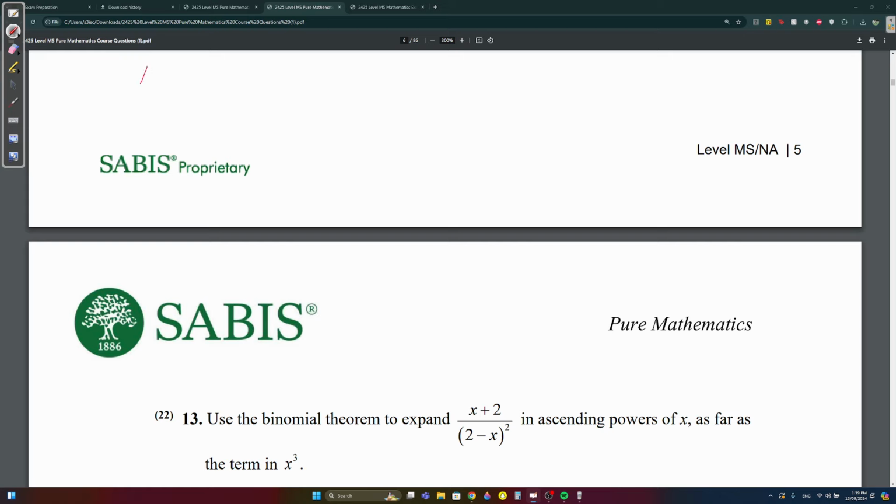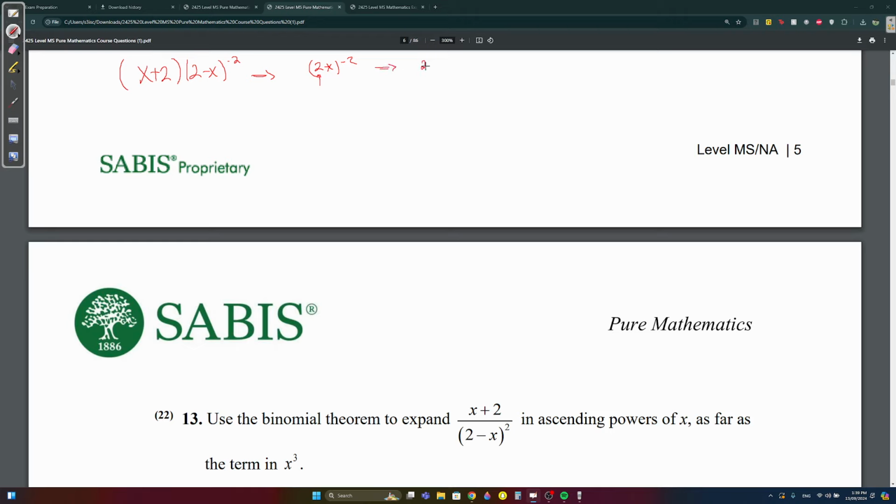It's going to be x plus 2 minus x to the power of negative 2. We're going to expand it and then multiply by x plus 2. So let's expand 2 minus x to the power of negative 2. How do we do it? Remember, when you have a negative power, you're going to use the rule up until infinity. But can you use the rule if you have 2? No, you can't, right? So you have to take 2 out.